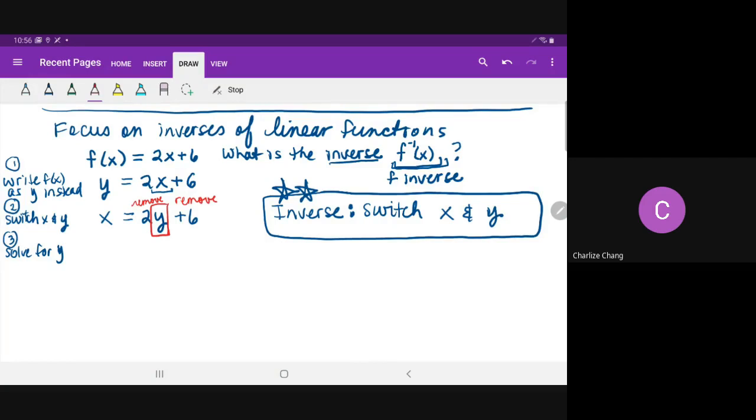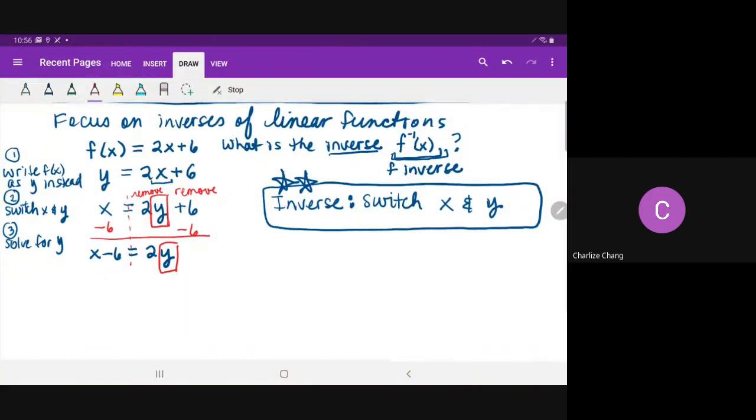So how do I get rid of the positive 6? You can type it in the comments if you know how. Yeah, so I'm going to subtract 6 from both sides, and that's both sides of the equal sign right here. So this one is x minus 6 equals 2y. And then I need y by itself. So how do I get rid of the 2? How do I get rid of the 2? I divide, exactly. So I divide by 2.